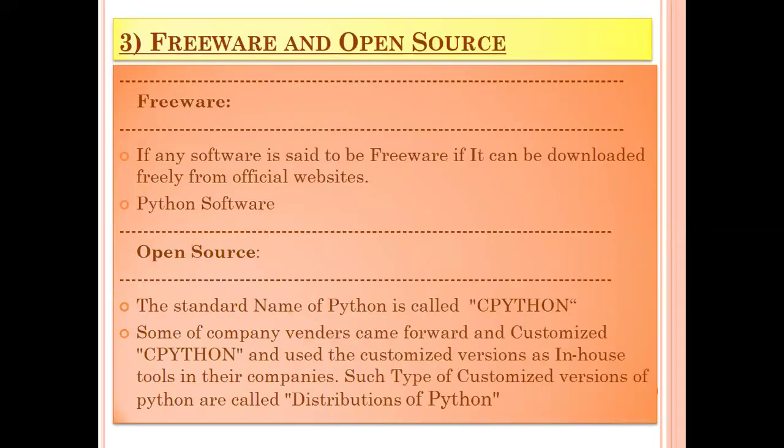Right. Next, freeware and open source. Why is it known to be freeware? Because it can be freely downloaded from its official website, that is www.python.org, right? So open source, the standard name of Python is CPython. Now, what do the company vendors do? They customize CPython as their in-house version, and according to their companies, they customize the versions, right?